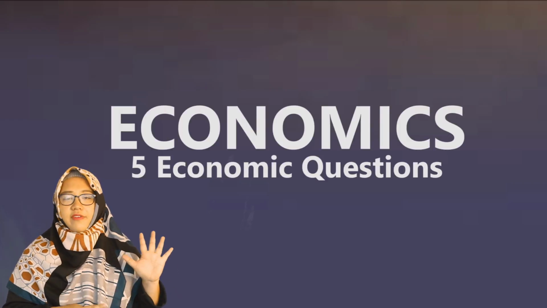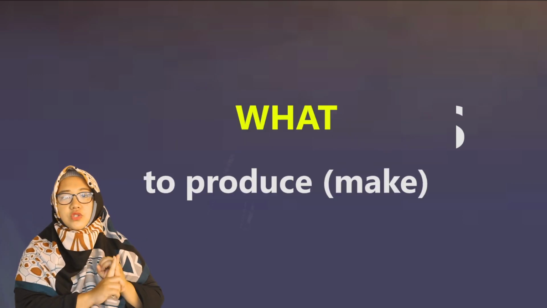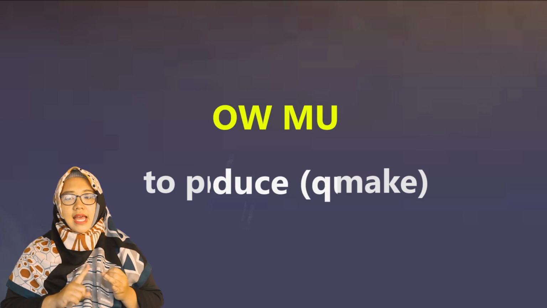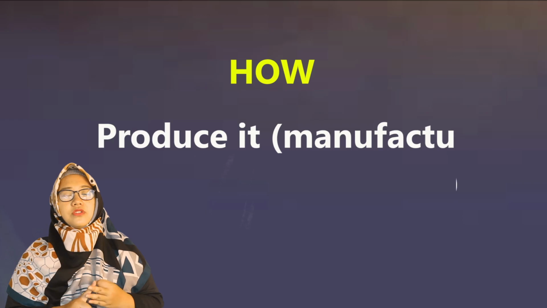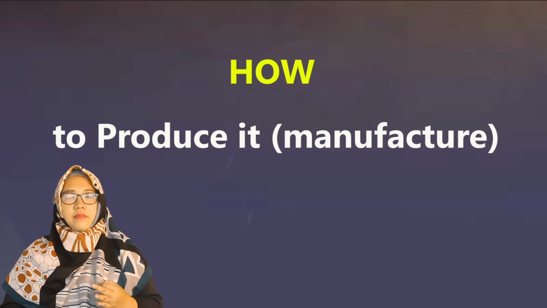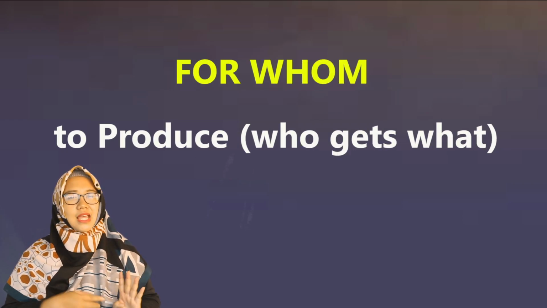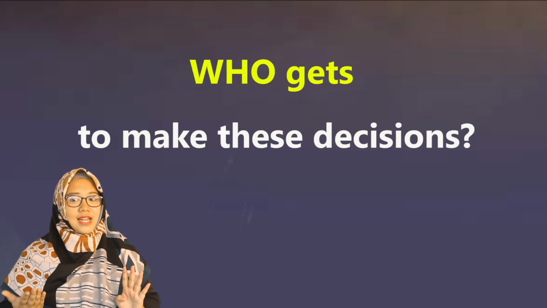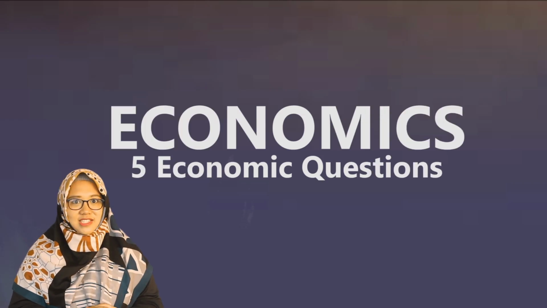Okay, based on this problem, society has to figure out some economic questions. There are 5 economic questions that are well known as 5W and 1H. The first is what to produce, and how much to produce, related with the cost and quantity. Then how to produce it, related with the method and manufacturing process from the raw material to the finished good. And for whom to produce, related with who gets what and who gets to make this decision. So these are the 5 economic questions.